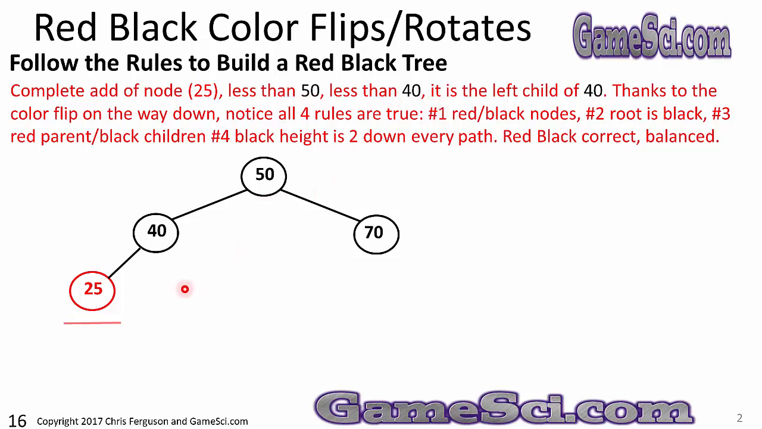Number 1, all nodes are red or black. Number 2, the root is black. Number 3, red parent, black children. There are no red parents, so that is true. Finally, number 4, the black height is 2 down every path. 2 black nodes to get to 25, 2 black nodes to get to 70. This tree is red-black correct, and it is a balanced tree.